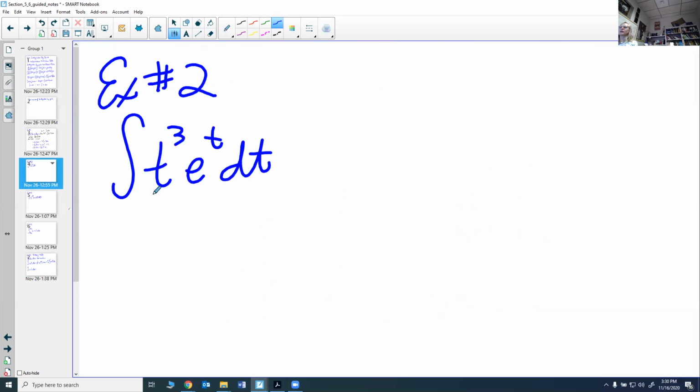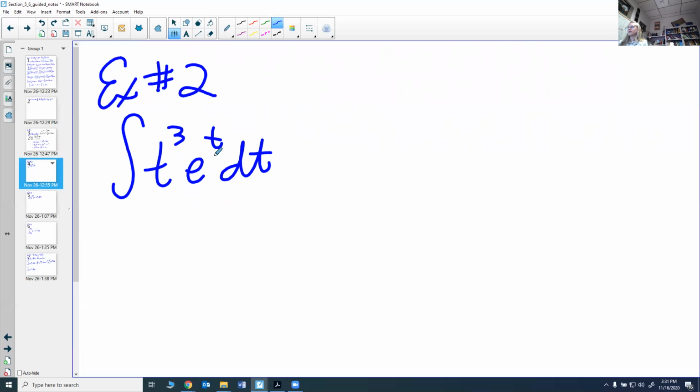Let's try a few more of these. Let's try the integral of t cubed e to the t dt. In this case, again, if you're going to do integration by parts, you have to ask yourself, can you find the integral of both of these? And I can find the integral of both of these pieces. So that kind of tells me, oh, I can do that. That wouldn't be my criteria for picking.